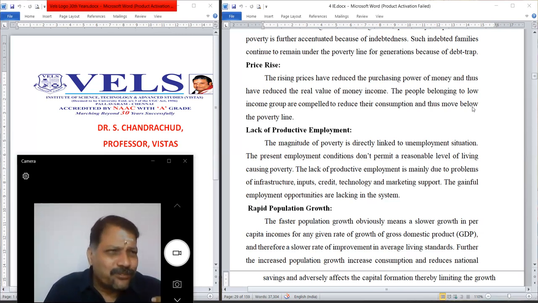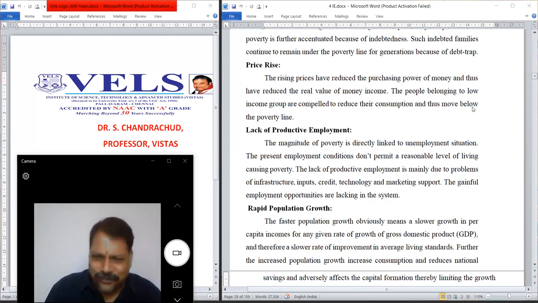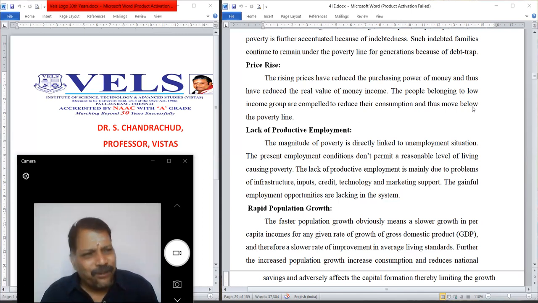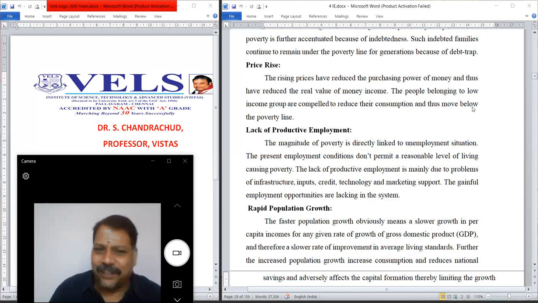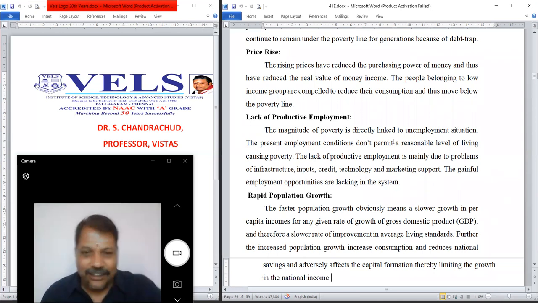the people who are engaged in agricultural activities don't have marketing support. Because of this reason, even though the employment is there, it is not generating the required income. Gainful employment opportunities are lacking in the system. That is the main reason poverty and unemployment keep on increasing. The main reasons are listed in a right way.